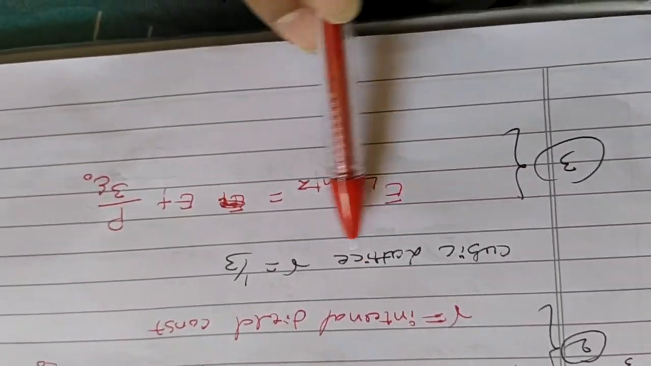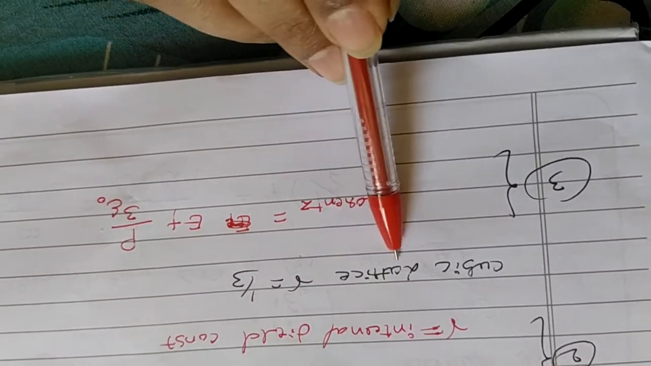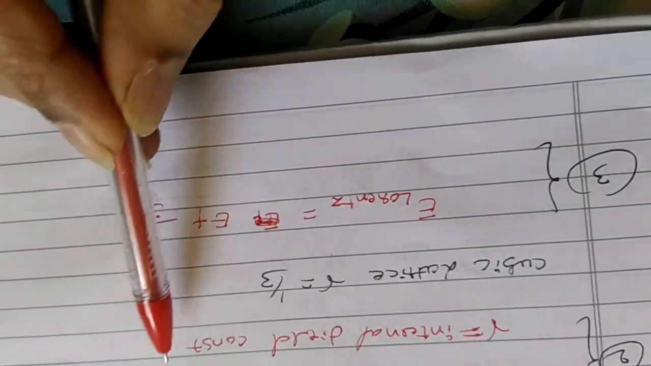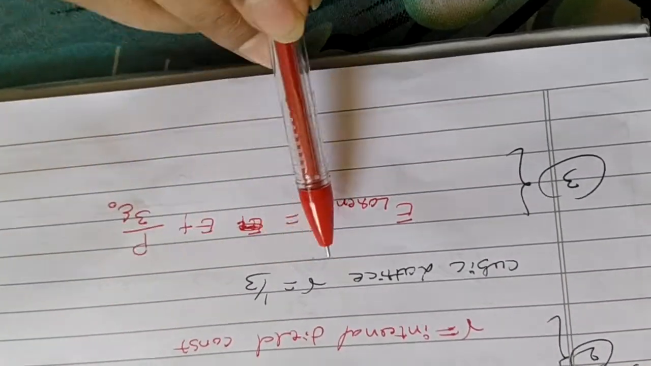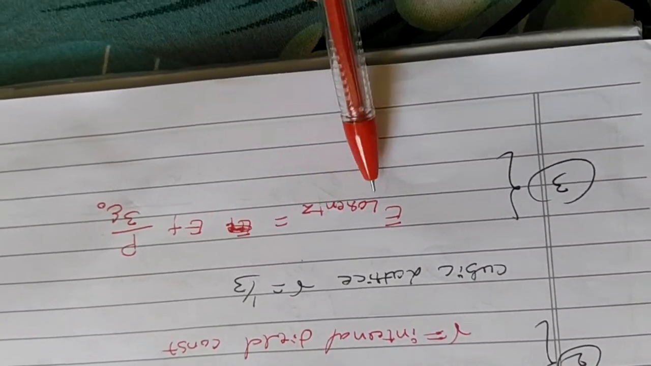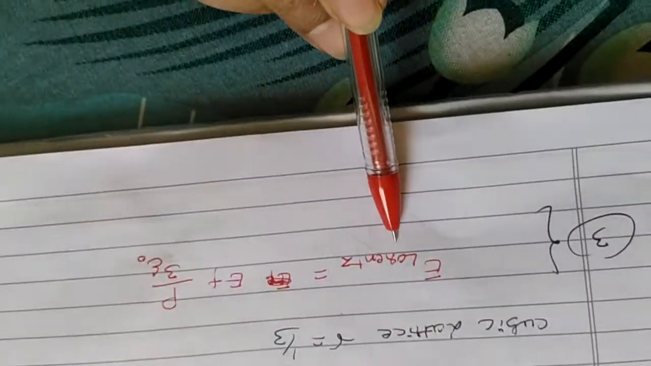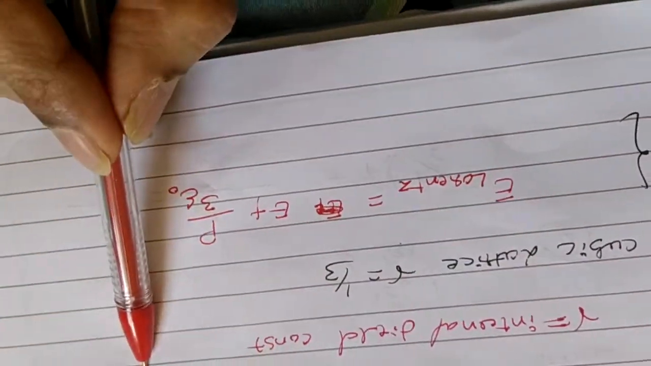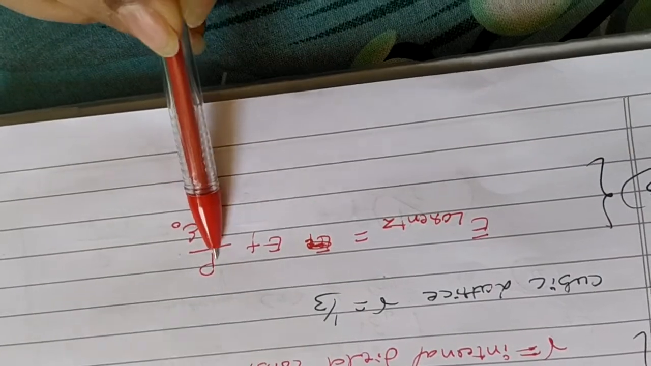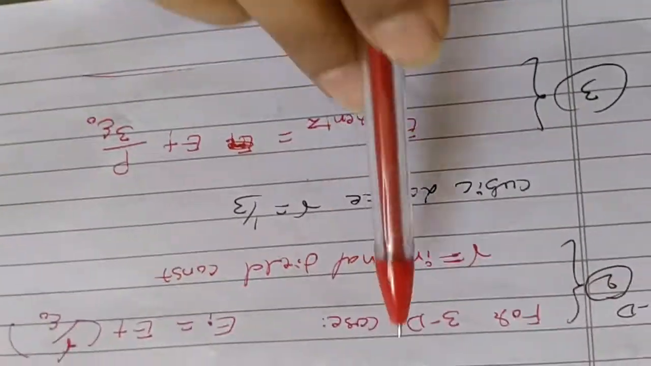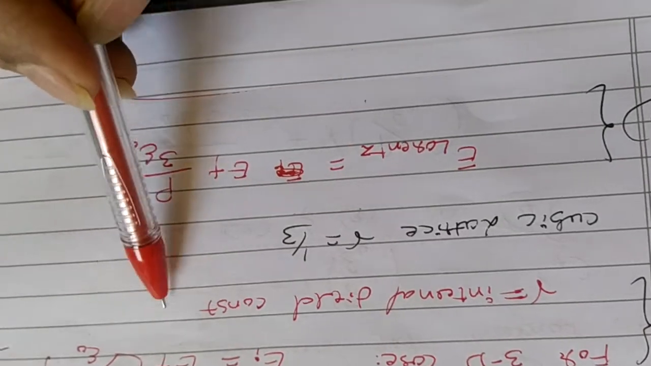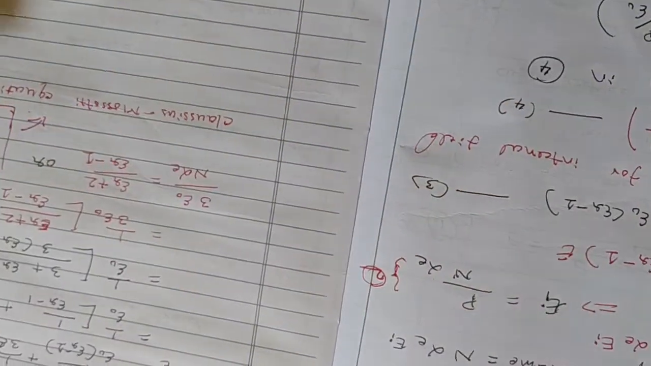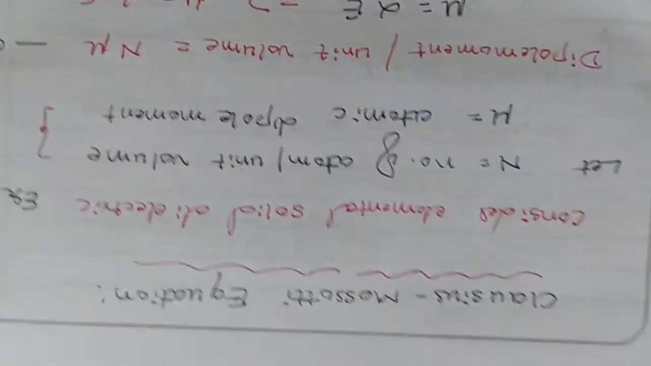In the case of a cubic crystal, cubic lattice, where the material is of cubic nature, gamma is equal to 1 by 3. Internal field constant gamma will become 1 by 3 only in the case of a cubic crystal. In that case the internal field is called Lorentz field. That means E_Lorentz is equal to E plus, now gamma is equal to 1 by 3, so 1 upon 3 epsilon into P. This is called Lorentz field. So these three formulas are important. We make use of this formula for the derivation of the Clausius-Mossotti equation. Now we shall move on to the Clausius-Mossotti equation.